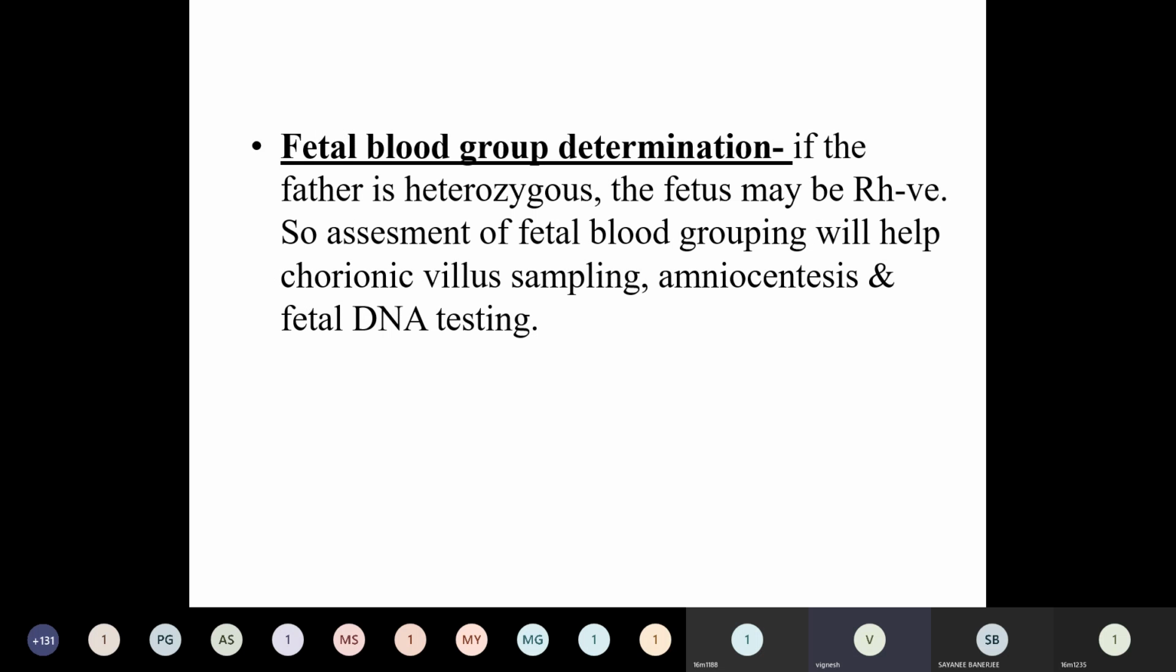If the ICT is positive, then the fetal blood group determination is very, very important because you can predict whether the fetus is going to be Rh negative or positive. For this, you have to check the genotype of the father. If the father is heterozygous, the fetus may be Rh negative. So assessment of the blood group will help. Other than the genotype of the father, you can also do chorionic villus sampling, amniocentesis, and fetal DNA testing to determine the fetal blood group.